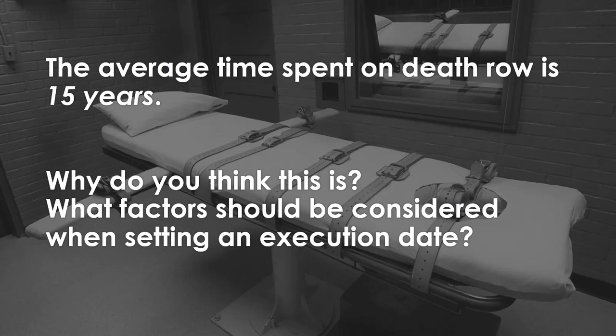Okay, so the average time spent on death row is 15 years. So that is between being sentenced to death. So they've committed the crime, they've been found guilty, they've been sentenced to death, and then the time between that time and the sentence being carried out is 15 years. Okay, I would like you to answer these two questions in your exercise books, please, Year 9.